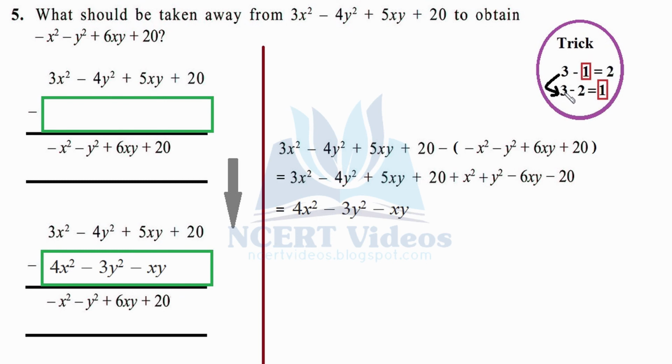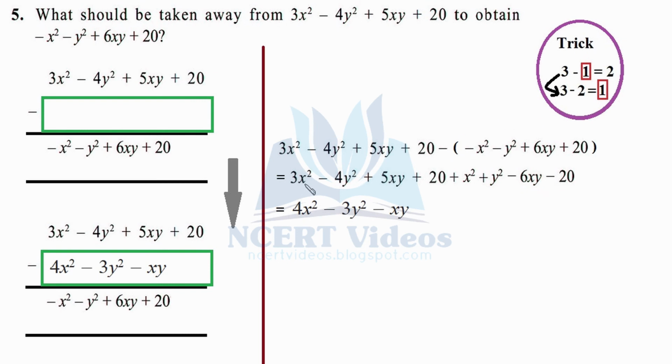So writing the initial part first of all. This is the initial part, writing it here, subtraction, and the answer part here. This is the answer part, therefore it is written in brackets. Solving the bracket, this thing as it is, minus minus is plus x square, minus minus is plus y square, minus plus is minus 6xy, minus plus is minus 20.